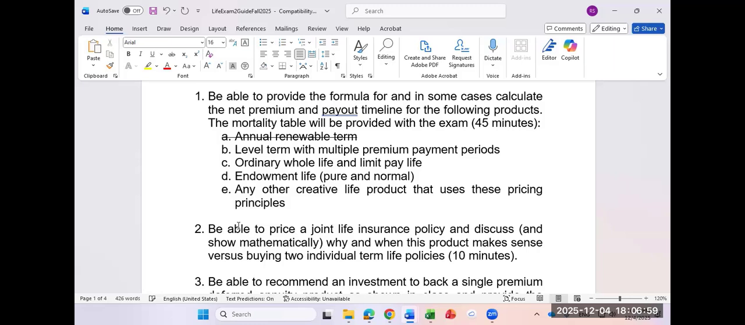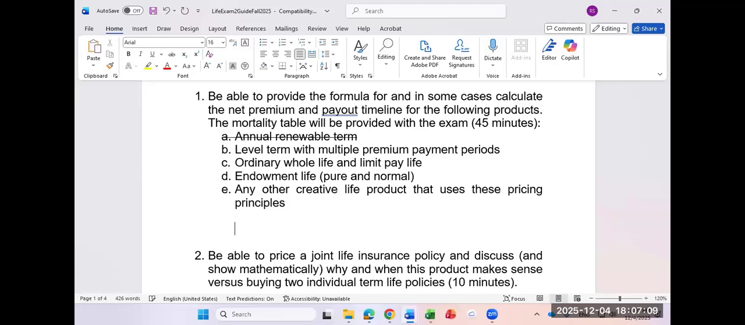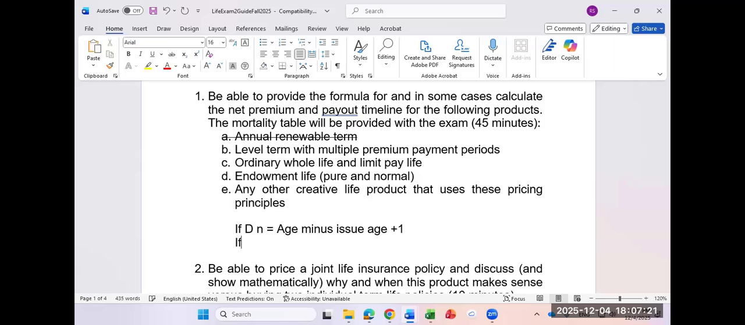And this last one, it's just a matter of if it's a D, put the D in there. If there's an L, put an L in it. Who's paying the premiums? That goes in the numerators. And then you just got to figure out the Ns. Remember on the Ns, if it's a D, the N will equal the age minus issue age plus 1. If it's an L, the N equals age minus issue age.